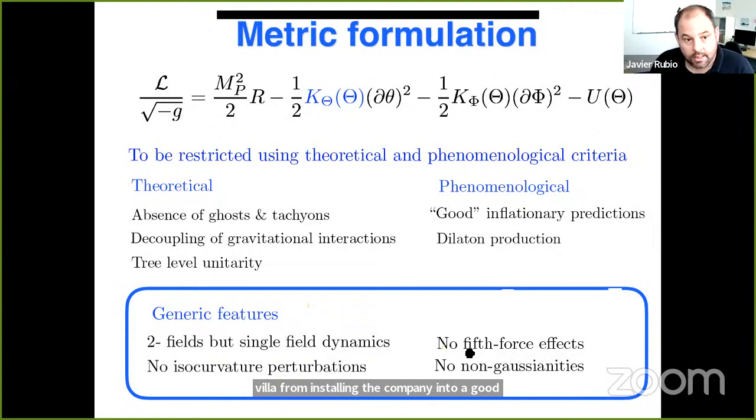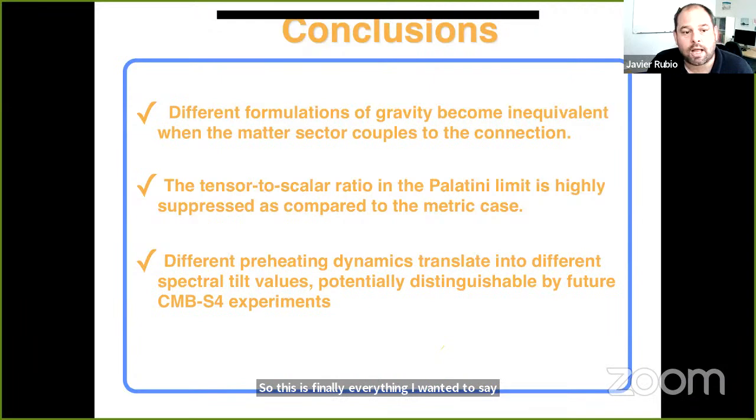So essentially, I was just arguing that different gravity formulations become equivalent when you couple the matter sector of the standard model to the connection. That also in this kind of scenarios, you find a tensor to scalar ratio that is highly suppressed in Palatini scenarios compared to the metric case. In some scenarios, you can even find new attractor behaviors. That is something interesting to explore that is absent in the single field regime.